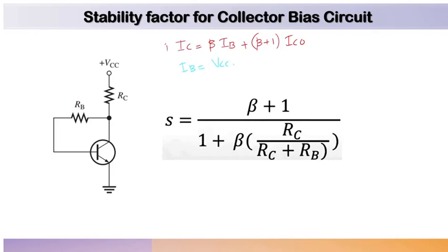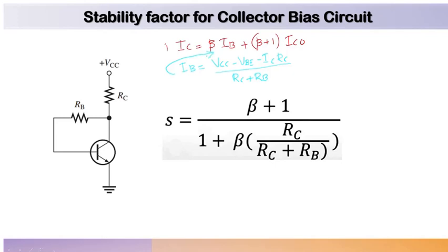VCC minus VBE minus ICRC divided by RC plus RB. This we have already derived when we studied collector bias circuit. So ഈ ഒരു ഇക്വേഷൻ എവിടെ സബ്സ്റ്റിറ്റ്യൂട്ട് ചെയ്ത് കൊടുക്കുക, ഈ IB ക്ക് പകരം സബ്സ്റ്റിറ്റ്യൂട്ട് ചെയ്ത് കൊടുക്കുക.